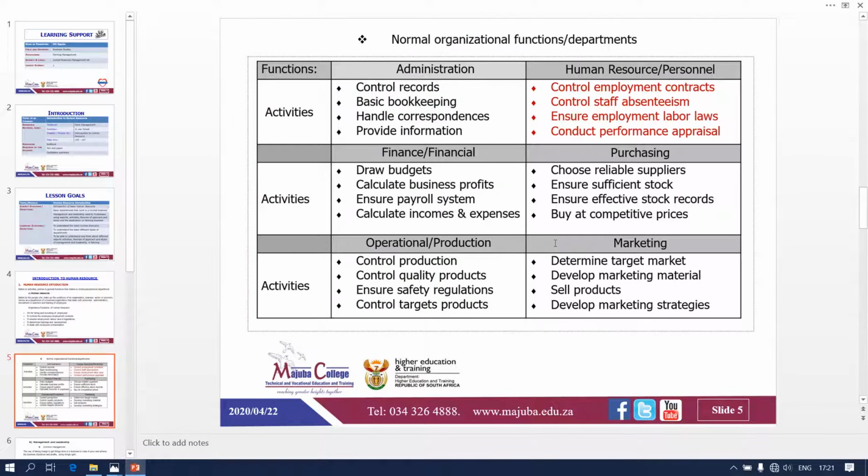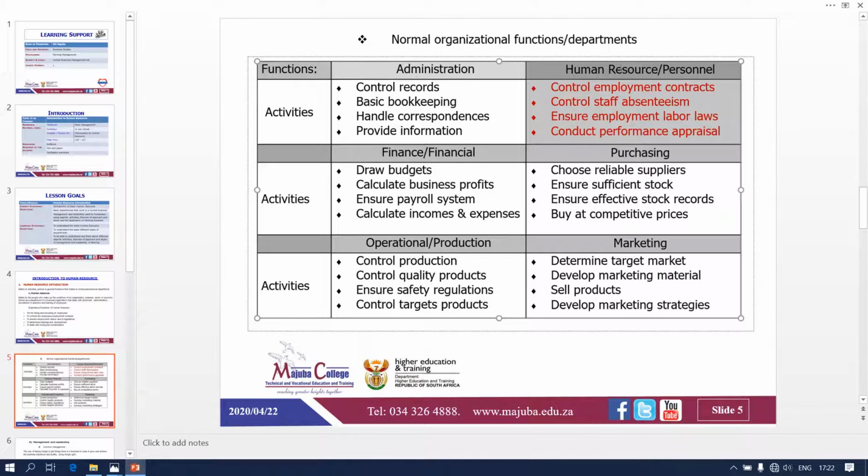Now, this is a normal organizational function or department. We've got so many departments: administration, finance, operational or production. Others tend to cut that one. Operational something else, production something else, human resource, purchasing, marketing. There's a lot. It depends on the structure of the business. But this is where we are. This is where our focus is.